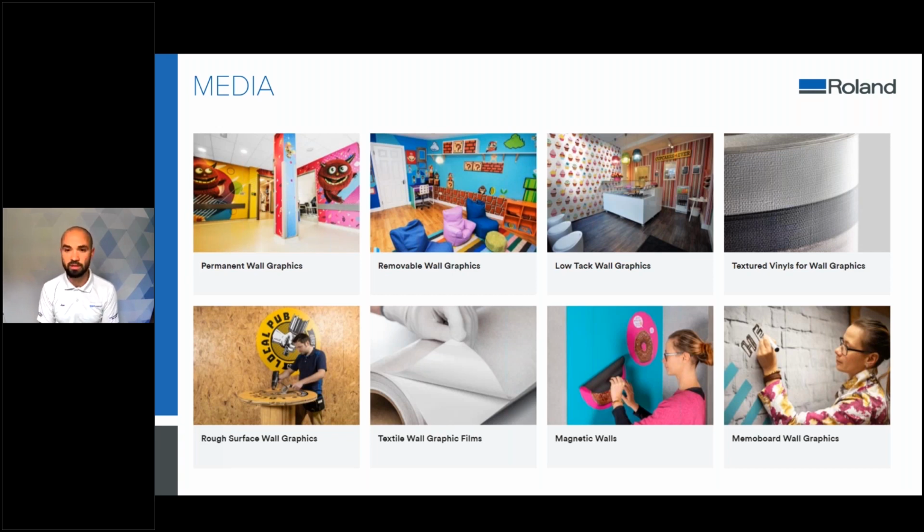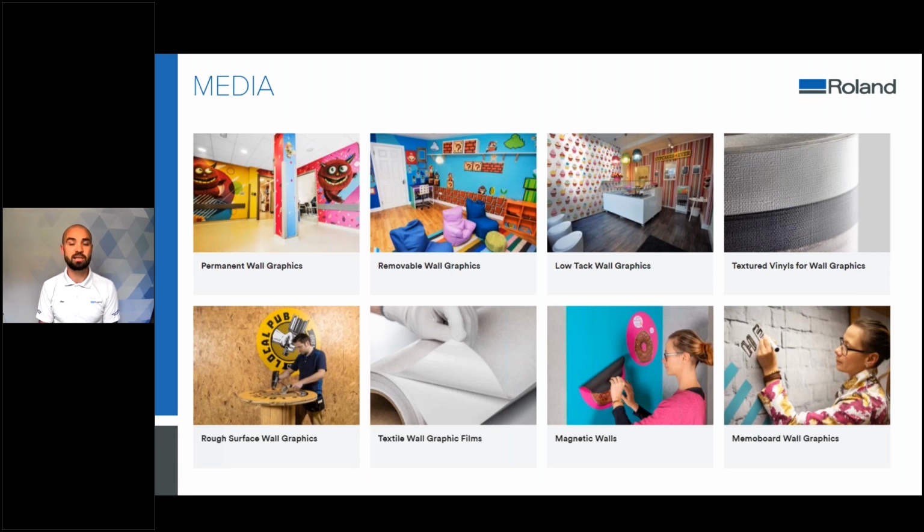normal graphic self-adhesive films. Rough surface wall graphics, so like we said, ones that go onto brickwork and things like that. Textile wall graphics will tend not to move as much as PVC vinyls because they're made up of a fabric essentially that's been coated. So the fabric will tend not to move as much. Again, you've also got things like magnetic walls.